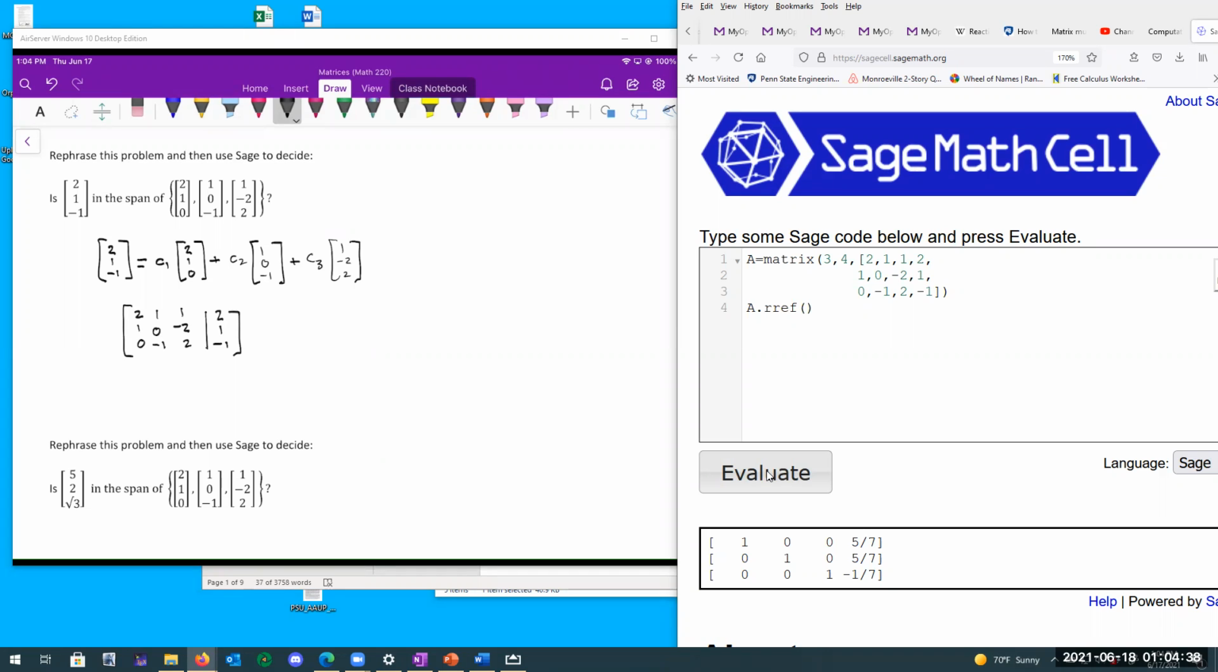Okay, and let's write this down. So our reduced row echelon form is 1, 0, 0, 5/7, 0, 1, 0, 5/7, 0, 0, 1, -1/7. Okay, so we can see that in fact there's a unique way of expressing 2, 1, -1 as a linear combination of these three vectors. C1 is 5/7, C2 is 5/7, and C3 is -1/7.